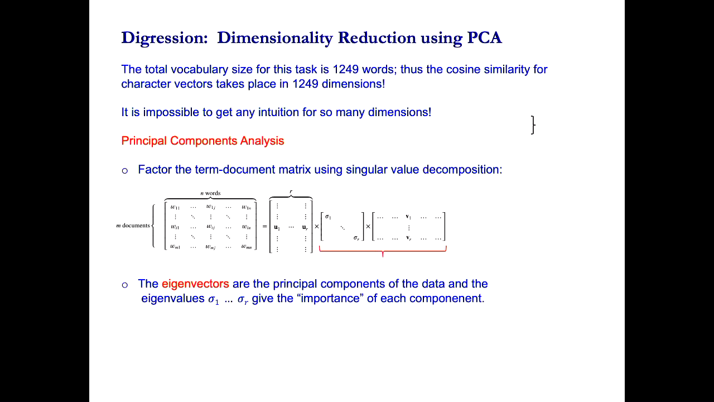It's called principal components analysis. You're basically going to take the term frequency matrix. So here are the documents in our setting. These are characters, right? Eight characters. Eight rows. There's going to be 1,249 words, so 1,249 dimensions.